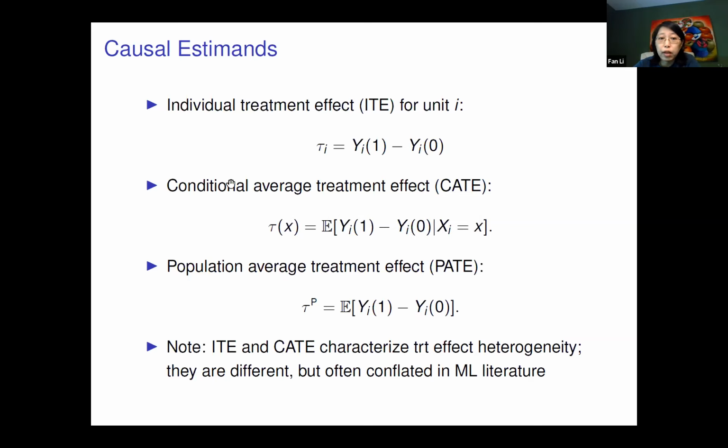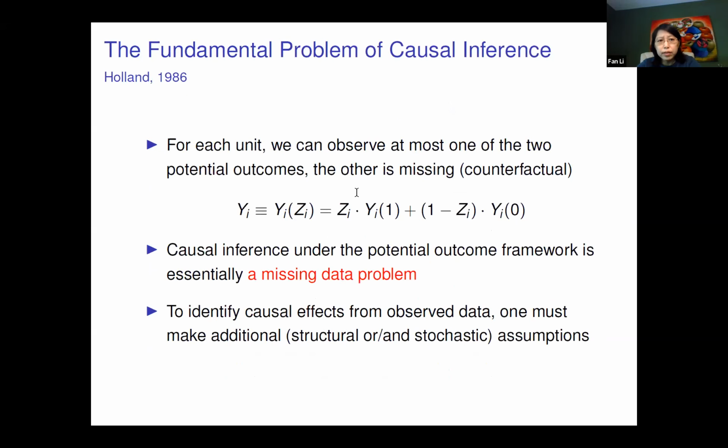Just a note that the ITE and the CATE are obviously two different concepts and different estimands. They are numerically also different. Both of them are important to characterize treatment heterogeneity. But what I noticed is that in the machine learning literature, people often conflate the two. I just want to point this out. Today, when we talk about heterogeneous treatment effects, most of the time we actually deal with the CATE. Just a reminder.